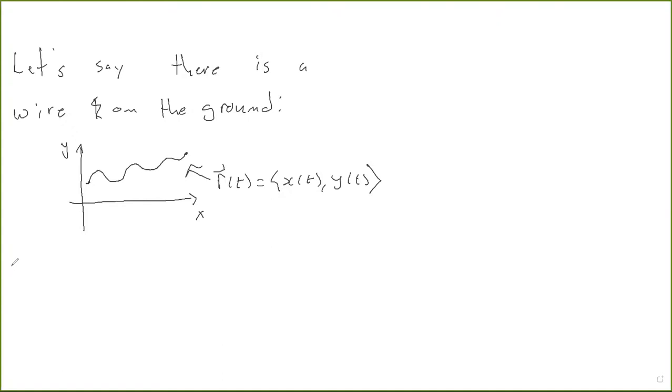The mass density of the wire is given by the function f of x of t, y of t. And the units would be something like kilograms per meter. So the question that we want to ask is, what is the mass of the wire?